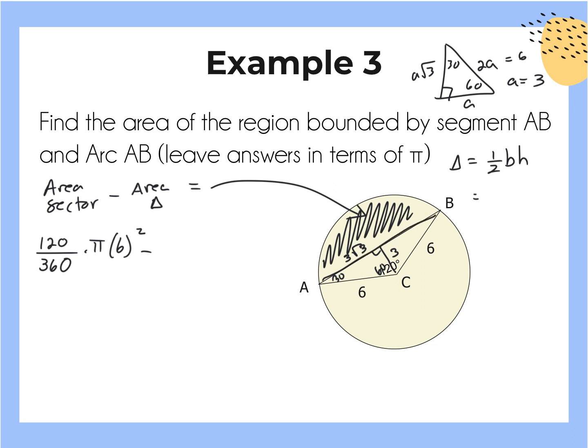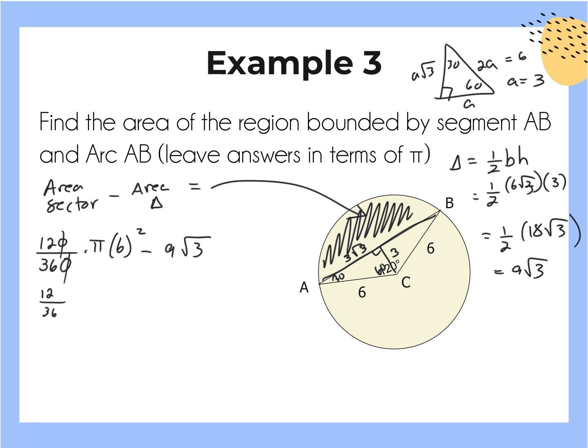So when I plug it into the formula, it's 1/2 base, so 6 root 3, times height, which is just 3, is going to become 1/2 times 18 root 3. And that's going to simplify to 9 root 3. So that's what we're going to subtract from this formula in order to get the area of that section. Now the zeros cancel out. This is going to become 12 over 36 times pi times 36 minus 9 root 3. The 36 cancels out. So we're left with 12 pi minus 9 root 3.